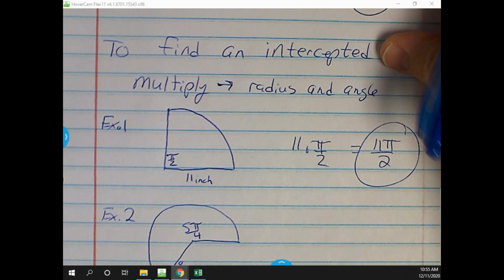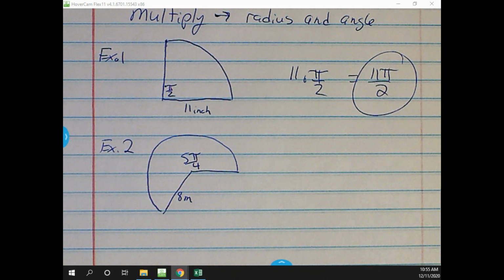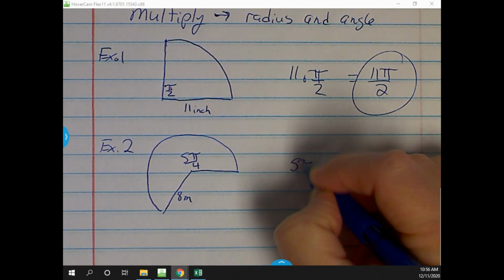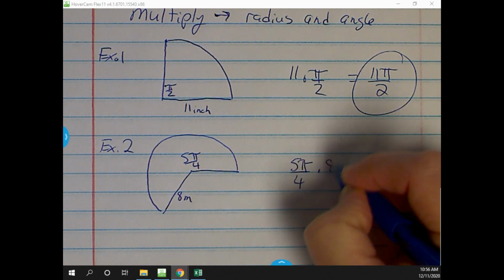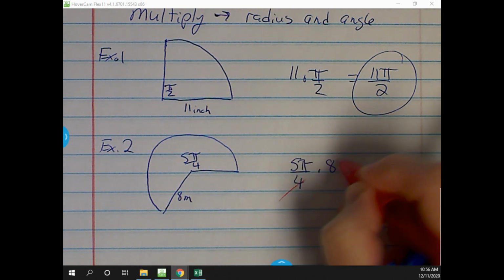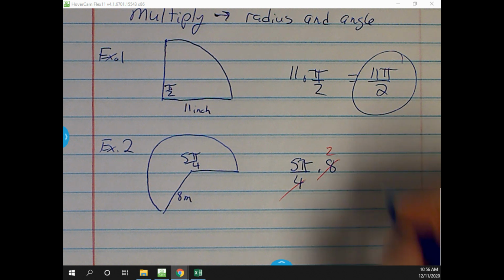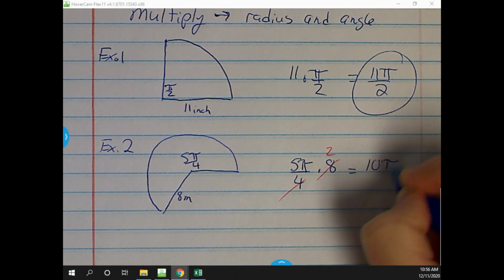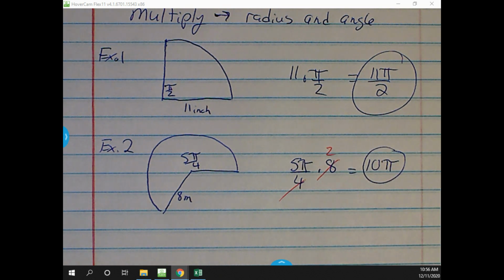Okay, so for this one, give it a big angle here. 5 pi over 4, and then the radius is 8 meters. Again, pretty much every single time they give you two numbers, you just take those two numbers and multiply them together. This is where it comes out where you have to do a little bit of work, because you do have 8 divided by 4. So you can cancel that out and make it 5 times 2 for 10 pi. Okay, and that's it. That's intercepted arc. It is very straightforward. They give you two numbers, you multiply the two numbers together, and that's all that you have to do.